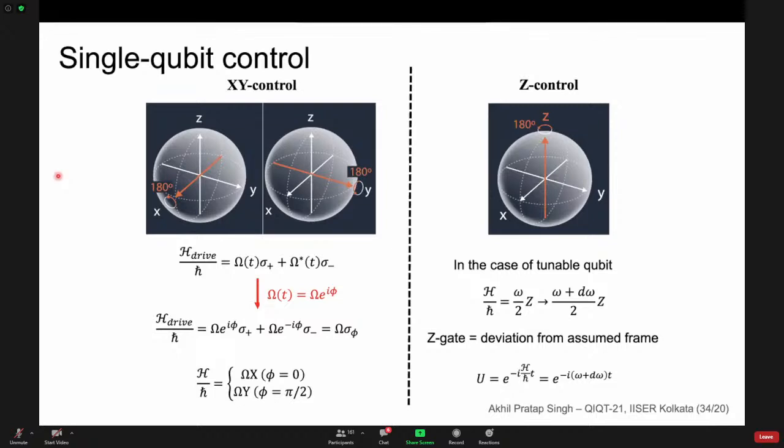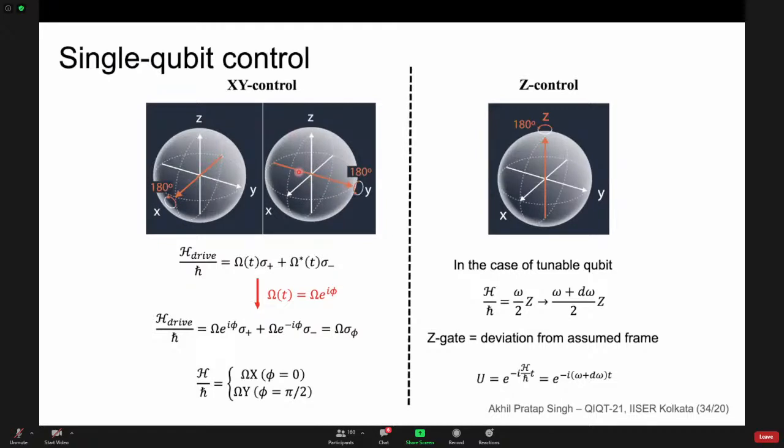For X and Y control, we can directly put in a microwave drive, which interacts with the qubit state here inside. And you can change the phase of the microwave drive. If your phase is 0, it corresponds to rotation along the x-axis. And if your phase is pi/2, it corresponds to rotation along the y-axis. So that's how you make your X and Y rotations.